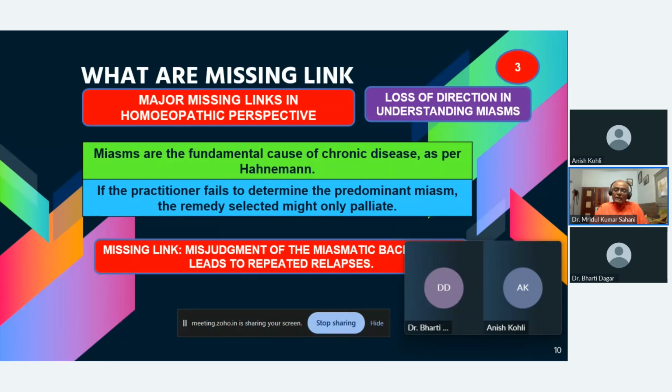Initially the patient may be psoric, gradually he may become sycotic, and ultimately he can become syphilitic. So if the practitioner fails to determine the predominant miasma, predominant meaning the miasma that is prevalent at the time when the patient has come to you, there may be a past miasma, but if you neglect the predominant miasma, what type of medicine will be selected? It will not be curative, it will only be palliative. So the missing link is the misjudgment of the miasmatic factors that is related to the relapse.